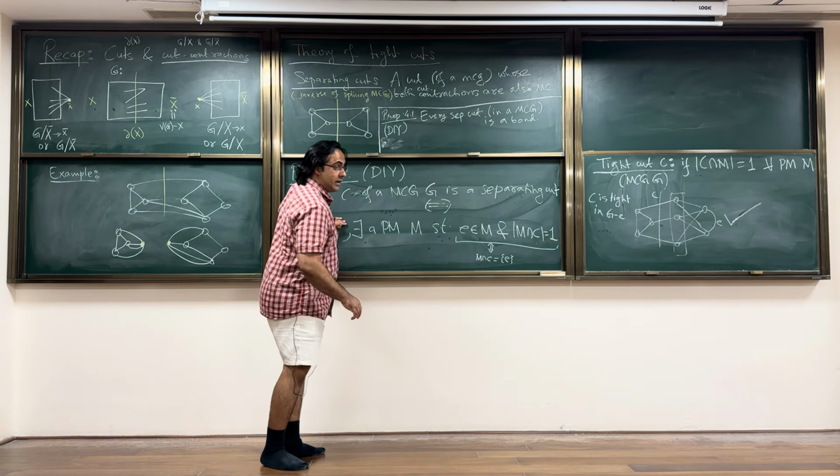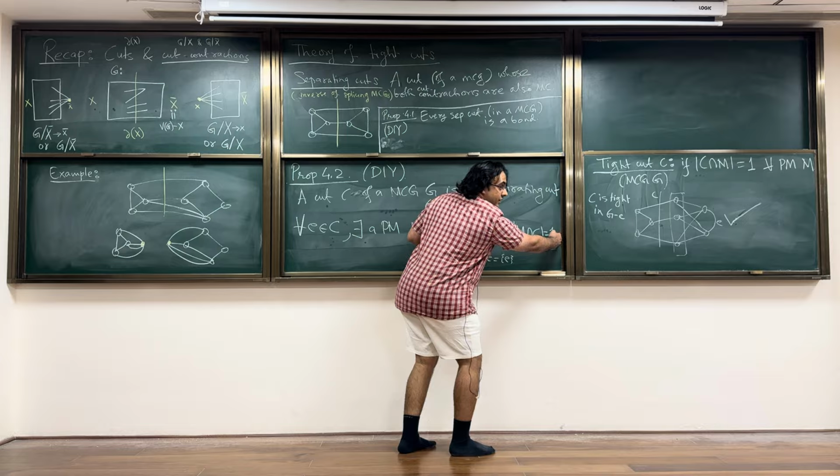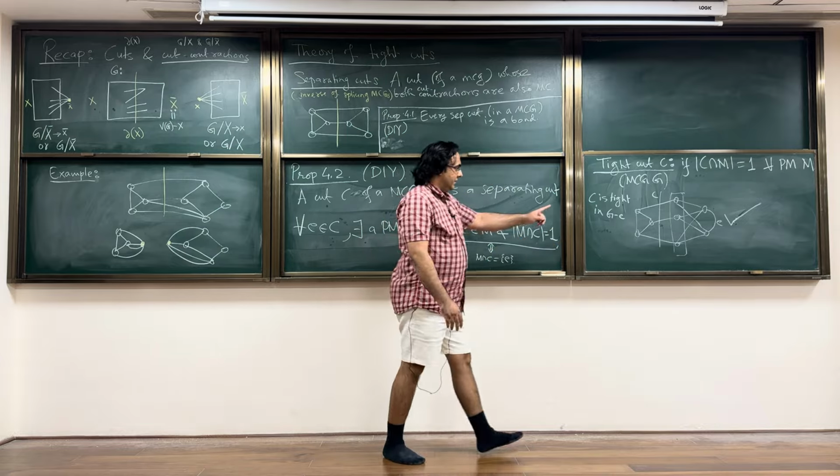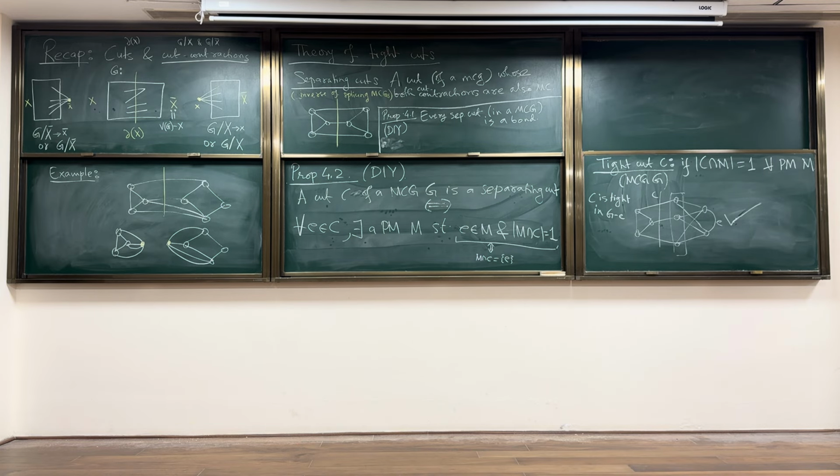I am not looking at an edge in the cut. I am looking at an edge of the graph. So I want this thing to fail. There is one edge in this graph. Now you know which edge it is. For that edge, you cannot find a perfect matching containing that edge and meeting the cut in exactly one edge. Right? That is the edge E.